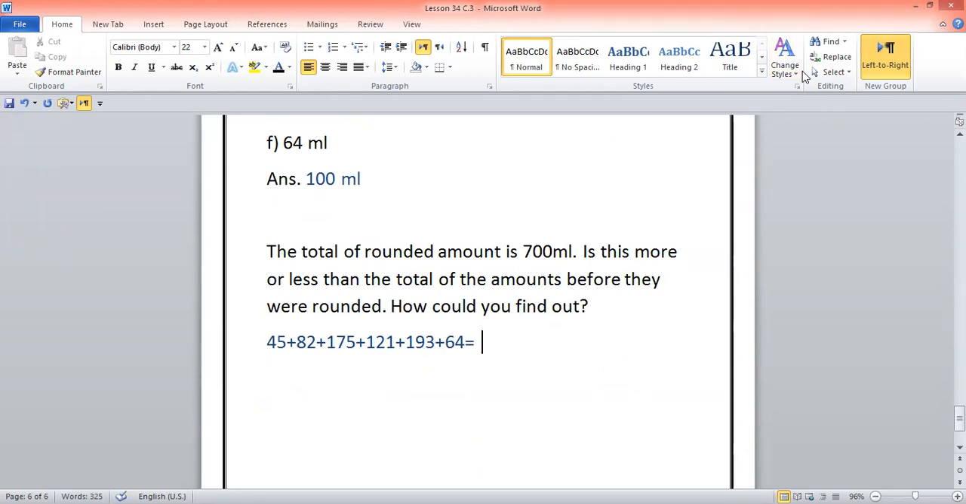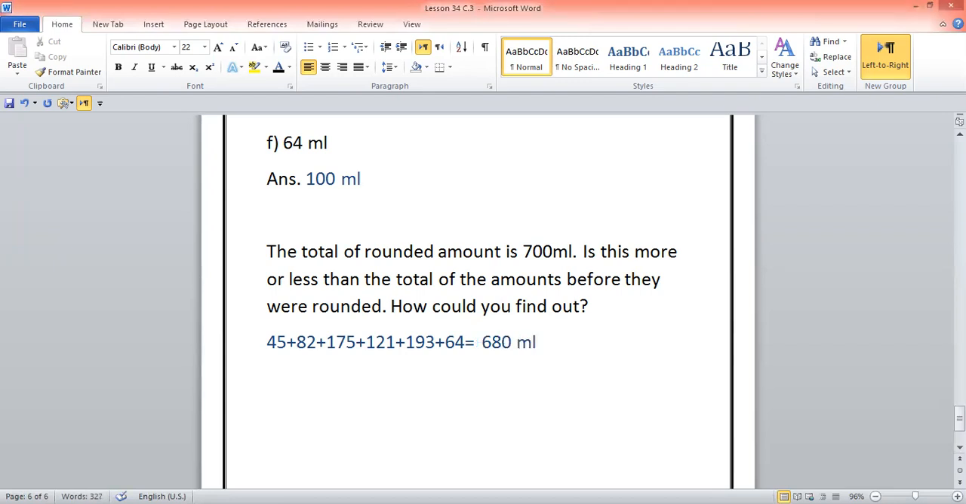Very good, Ammar Khalid and Jihad Al Sayyid. Very good. Guys, can you find out the sum by yourself? Yes, sir. Very good. Now you will add it. The sum will be 680 milliliter.